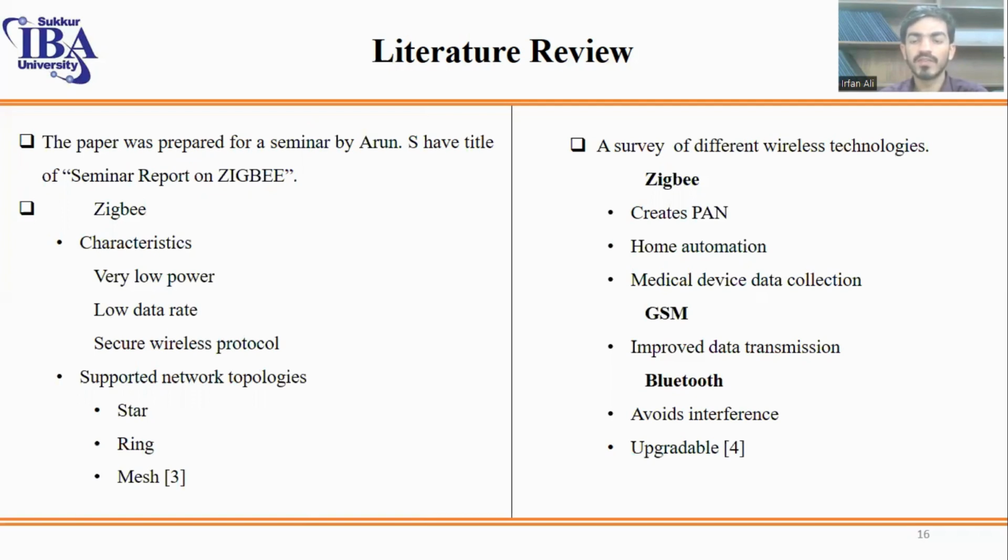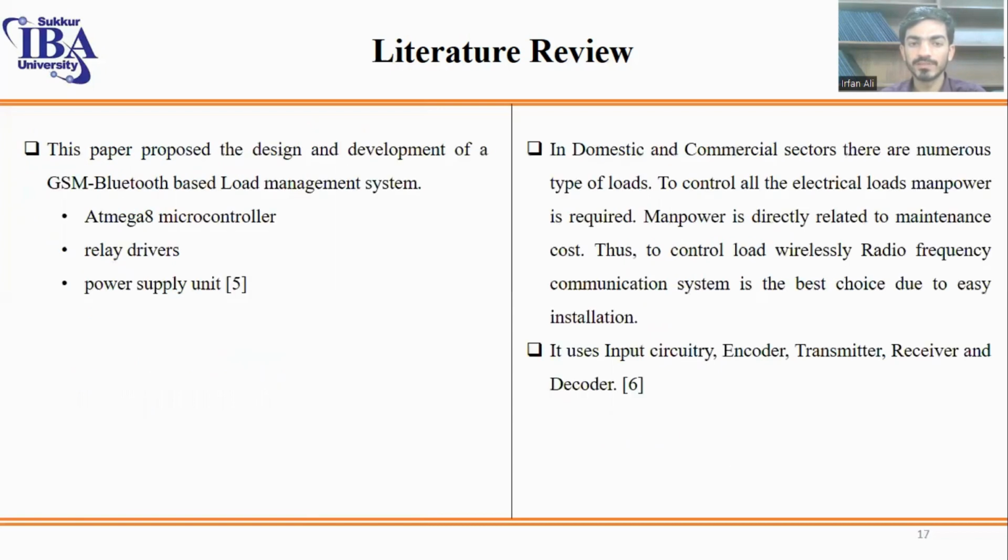A survey of different wireless technologies is also conducted. ZigBee creates a personal area network. It is used for home automation and medical device data collection. GSM has improved data transmission, and Bluetooth avoids interference and can be upgraded easily.